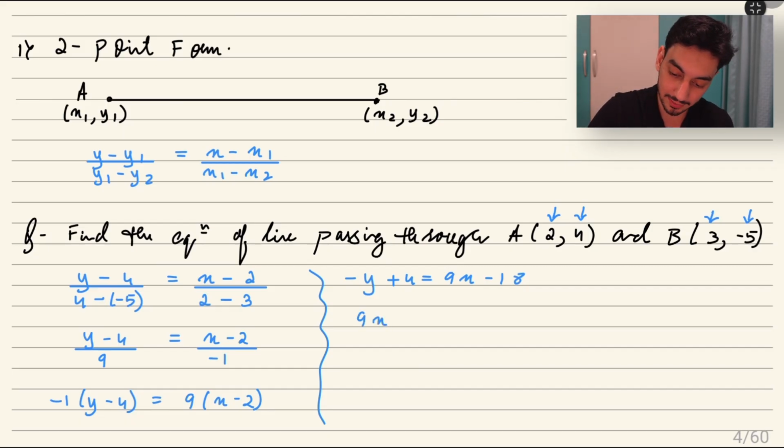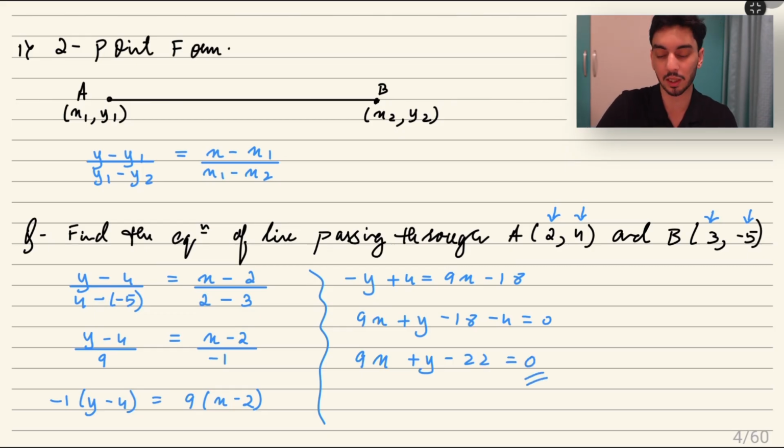Send all of these things to the other side. So 9x remains where it is. The negative y goes to the other side. Side change, sign change, plus y minus 18 minus 4 is equal to 0. So that would become 9x plus y minus 22 is equal to 0, and that is the equation of line.